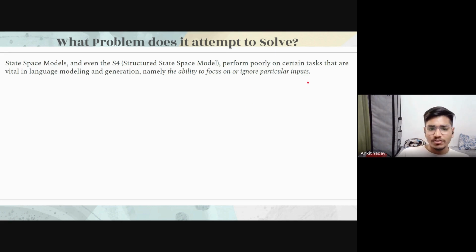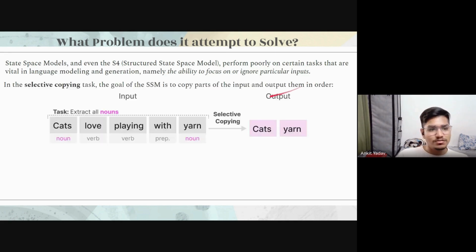So two things which Mamba needs to fix. One is selective copying. See, if I have a sentence like this, "the cat loves playing with a yarn", the only major things I require are the subject, the cat, and the object, yarn. So this is known as selective copying.